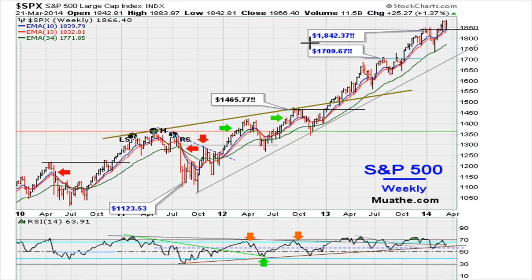So anything above 1842, which is the highest for 2013 on a weekly basis, and anything back above the 10-week moving average suggests a healthy weekly chart for the S&P 500.